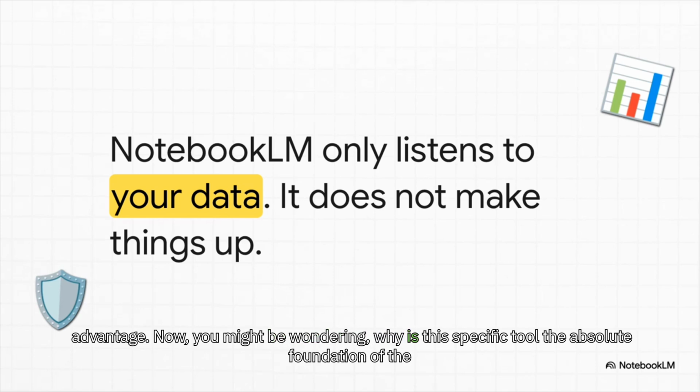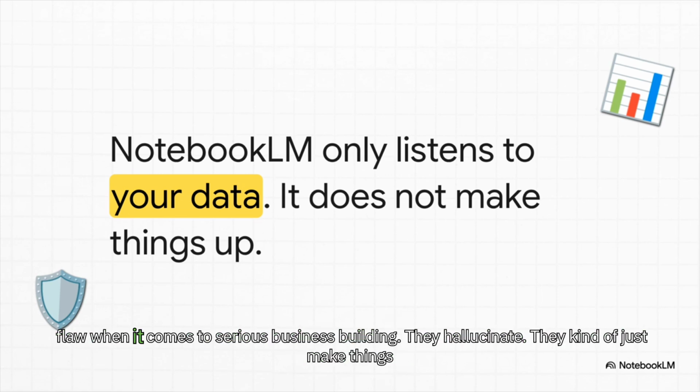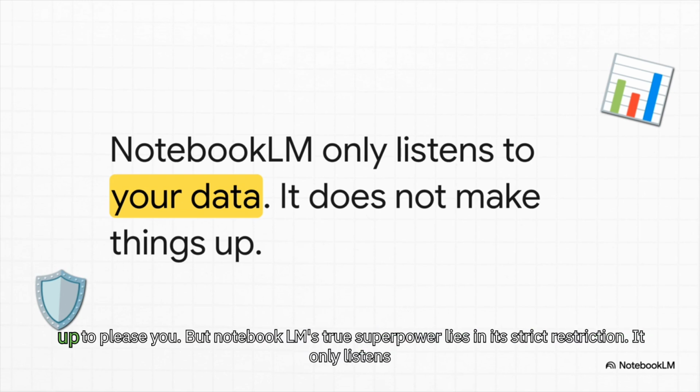Now you might be wondering, why is this specific tool the absolute foundation of the entire 10K a month blueprint? Well, it comes down to a core difference. Standard AIs have a major flaw when it comes to serious business building. They hallucinate. They kind of just make things up to please you.